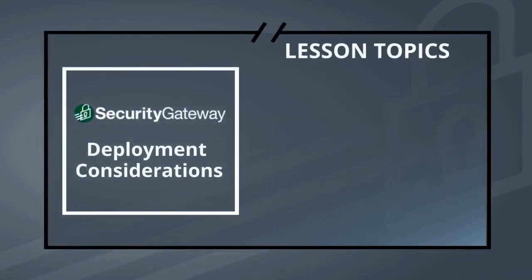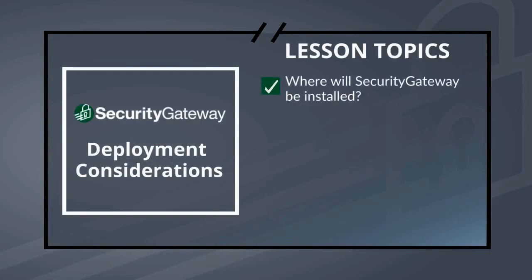In this lesson, we'll discuss the deployment considerations that you'll need to consider before you install Security Gateway. This will include where Security Gateway will be installed. For example, will you be installing it on its own dedicated server, or will you install it on the mail server itself? How accounts will be added, such as will they be added manually, or will they be added automatically by querying Active Directory or an LDAP data source or another database.